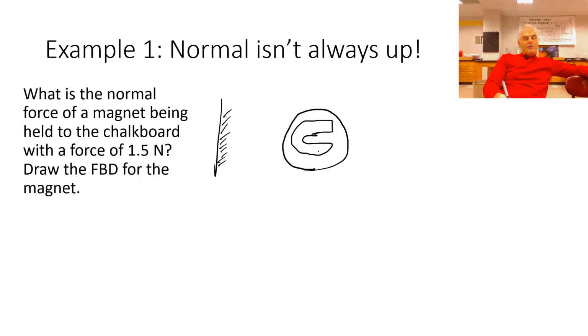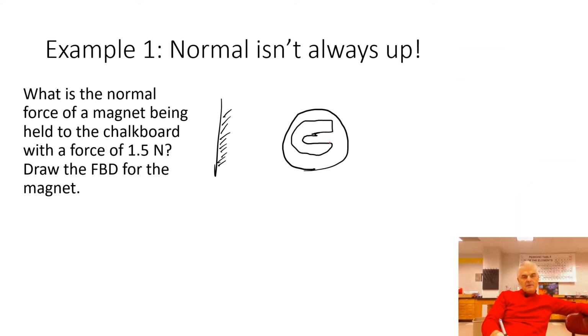All right, now what are the forces that are happening with this bad boy? Let's think about this. First of all, let's make a note here. The acceleration is 0 meters per second squared because it's not moving, all right? And so since it's on the chalkboard on its side, the magnet, if you will, is hanging right here, right? This is the ground right here.